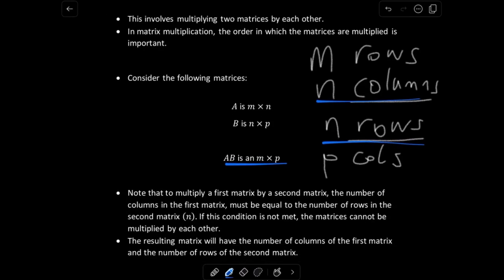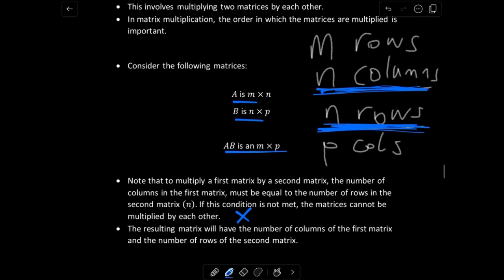Note that to multiply a first matrix by a second matrix, the number of columns in the first matrix, here we go, N columns, must be equal to the number of rows in the second matrix. There's the number of rows in the second matrix. If this condition is not met, the matrices cannot be multiplied by each other. You can't multiply them if this condition is not met.